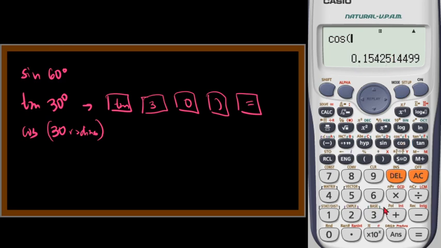So how about cosine 30 degrees? The answer is 0.866. So there is a big difference in the answer if the unit setup of your calculator is different from the unit of the angle. For example, if the given is in degrees and the setup of your calculator is in radians, you will have a wrong answer, a big wrong answer.